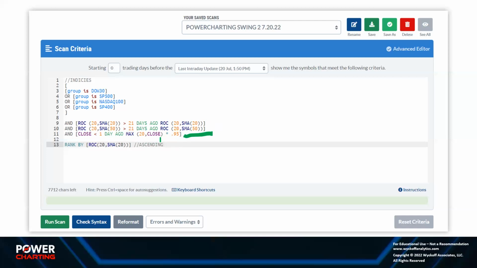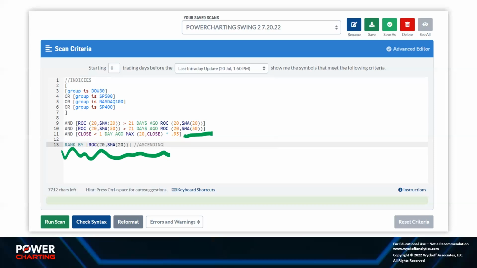We're going to sort these by our rate of change. So in this particular instance, the highest rate of change for 20 periods of the SMA 20 will be our first candidate, and then the lowest rate of change over that period of time will be our last candidate. Should we take a look at what we have when we run that scan?